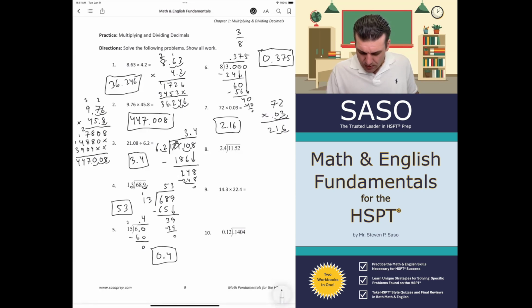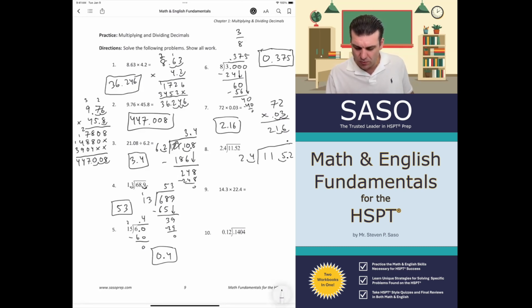11.52 divided by 2.4. Okay, so most important thing, making sure you're moving the decimal correctly. Move it over one place there, one place here, between the 5 and the 2. Put it up on the line, and let's begin.